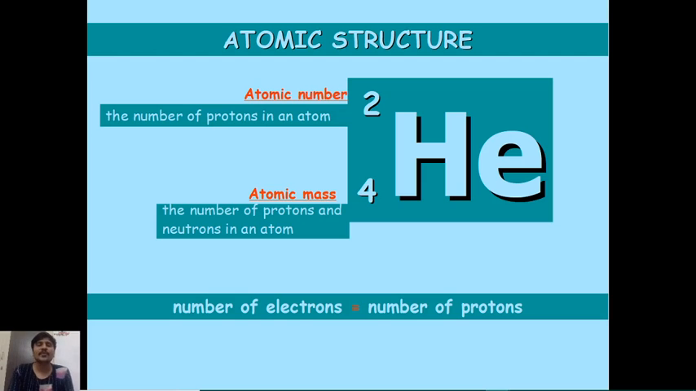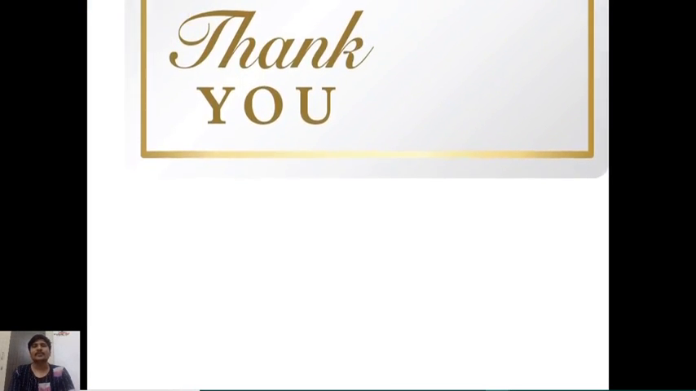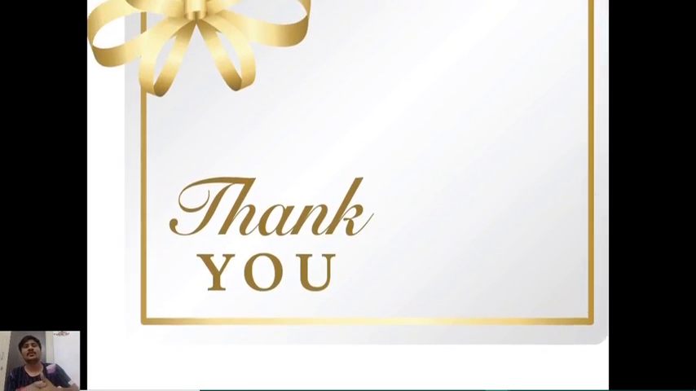Now we talk about the structure of helium. We put the atomic number and atomic mass accordingly. The atomic number is the number of protons in an atom, and the atomic mass is the number of protons and neutrons in an atom. So here at the bottom, the number of electrons is equal to the number of protons, which means it is the atomic number. Now, we have discussed a lot of things about structure.